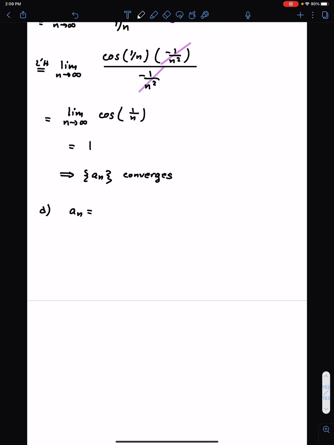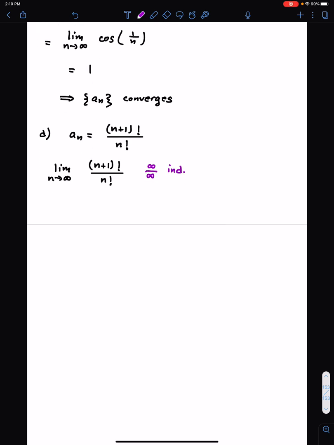A sub n equals n plus 1 factorial divided by n factorial. If I take a limit as n approaches infinity of a sub n, n plus 1 factorial divided by n factorial, that's infinity divided by infinity, which is indeterminate. But I can't take derivatives of factorials. So instead, I'm going to expand out the top factorial.